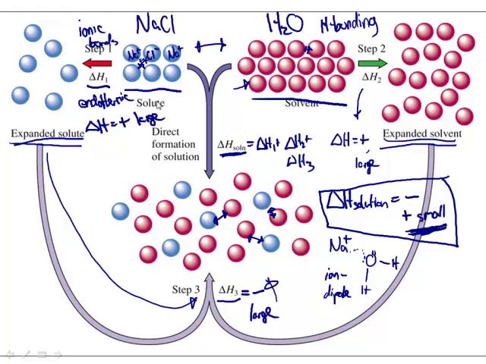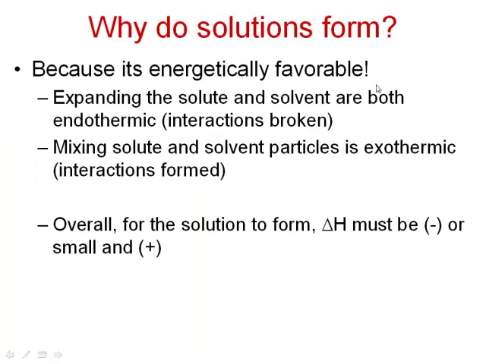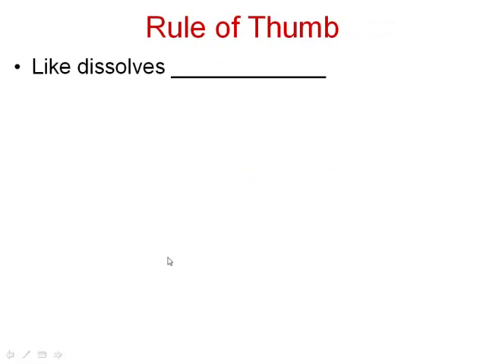It's because overall, if we look here at delta H3, more energy is released when the solution forms than it requires to separate or expand the solute and to expand the solvent, respectively. So there we go. And we just talked about that. So this is just what we just talked about in words. In order for the solution to form, delta H has to be either negative or small and positive. And that's why we have these rules of thumb.